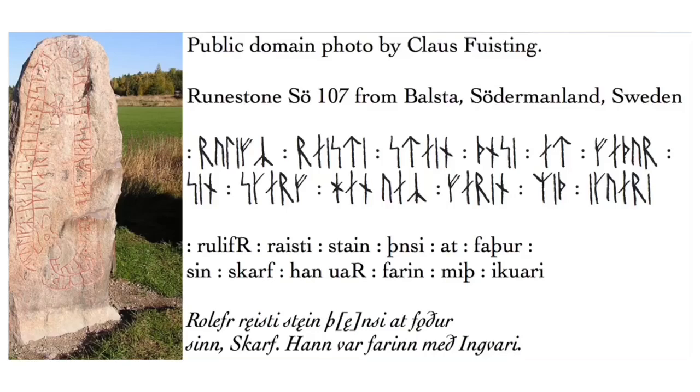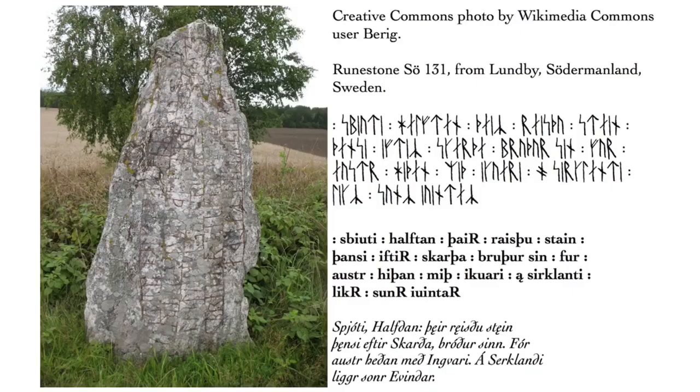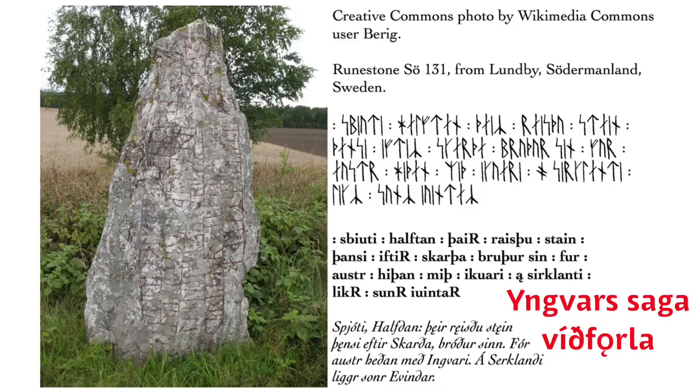All right, now let us look at another inscription from nearby and with a somewhat similar content. All right, this is Södermanland 131. Both of these two first stones that I've looked at are part of the Ingvar group of stones, which talk about expeditions with a man named Ingvar, who is also commemorated in a saga written in Old West Norse called Yngvars saga víðförla, Saga of Ingvar the Wide-Traveled.